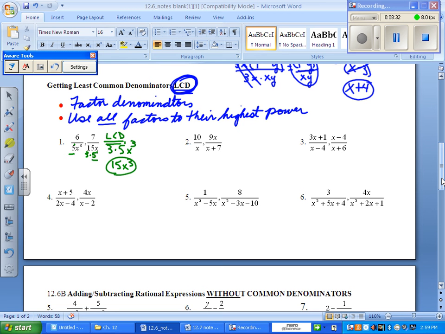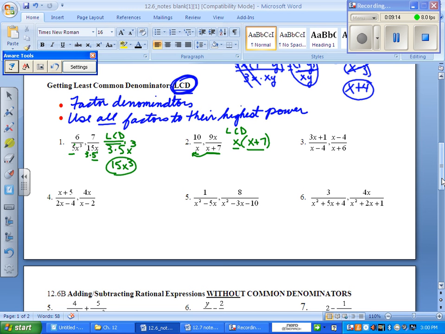Second term, there's no way to multiply this x to make it into an x plus 7. If you multiplied this x by 7, it would be a 7x. There's no way to make this x into an x plus 7, and there's no way to make the x plus 7 become an x. So what you need to do is multiply them by each other. The least common denominator would be x times x plus 7. And you're always going to leave these types of least common denominators in factored form. In other words, don't distribute.